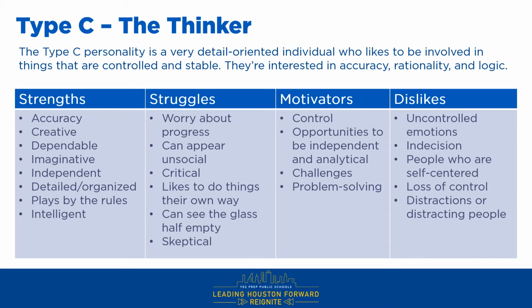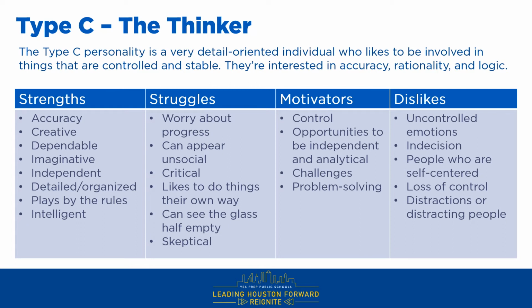Strengths of the type C are being accurate, creative, dependable, imaginative, independent, detailed and organized, playing by the rules, and intelligent. Some struggles the type C personality has is they worry about progress often. They can appear unsociable or unapproachable by others. They can be critical. They like to do things their own way. They can sometimes see the glass as half empty or in a negative light, and they're also skeptical.